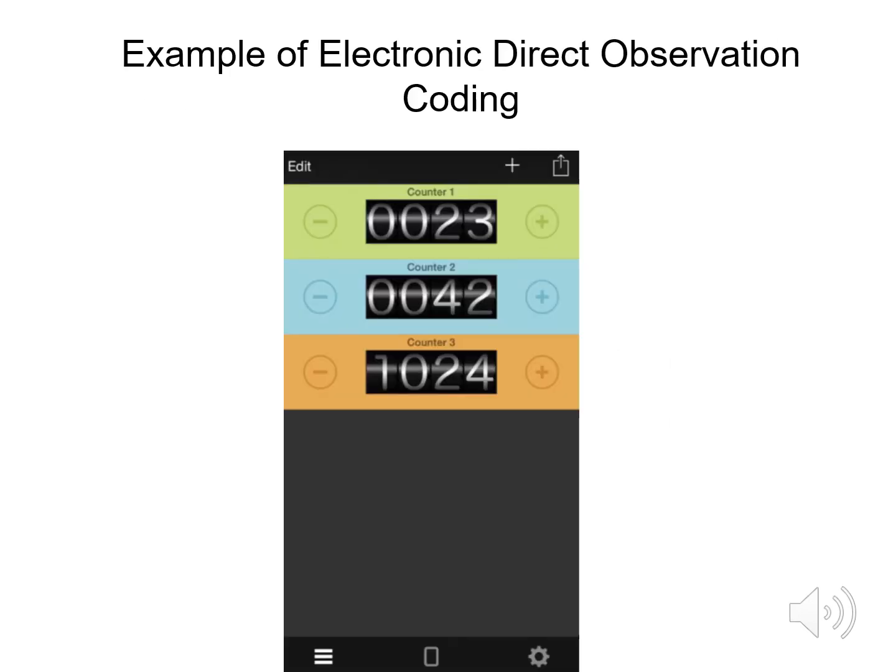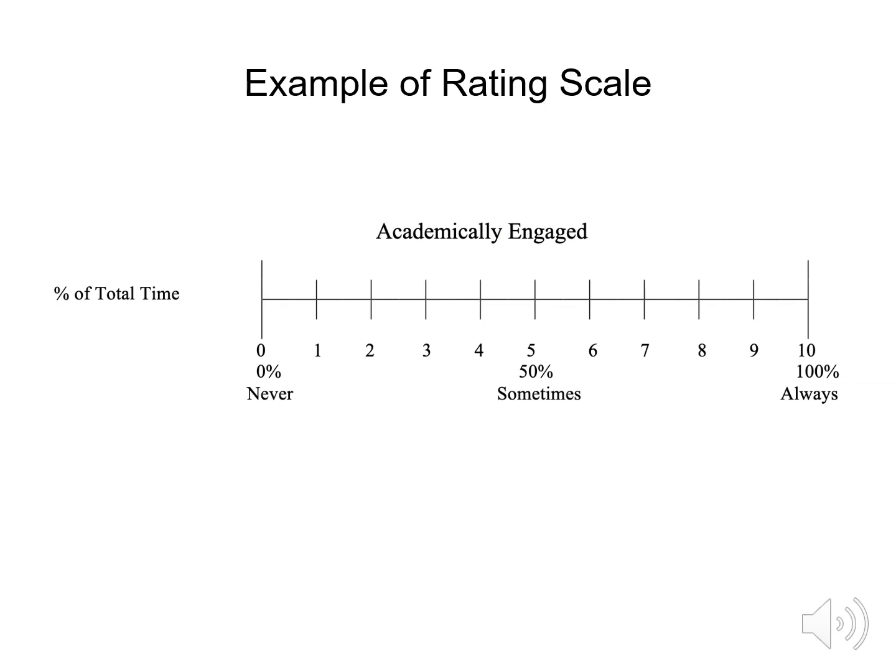Commercially available apps can be used to facilitate direct observation coding. This is an example of a rating scale on students' academic engagement.